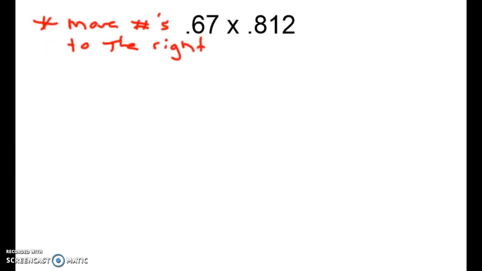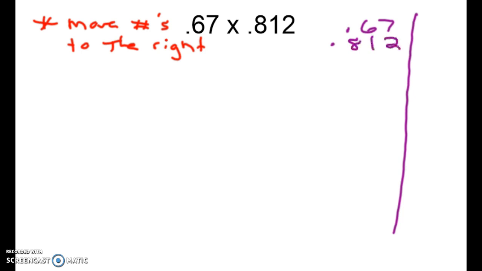All right, so let's pretend this line over here is the end of my paper. I'm going to do 0.67 times 0.812. As you notice, the decimals are not lined up here, but they don't need to be. Your numbers just need to be as far to the right-hand side as possible. Once we do that, now we can actually multiply, just like you normally would.